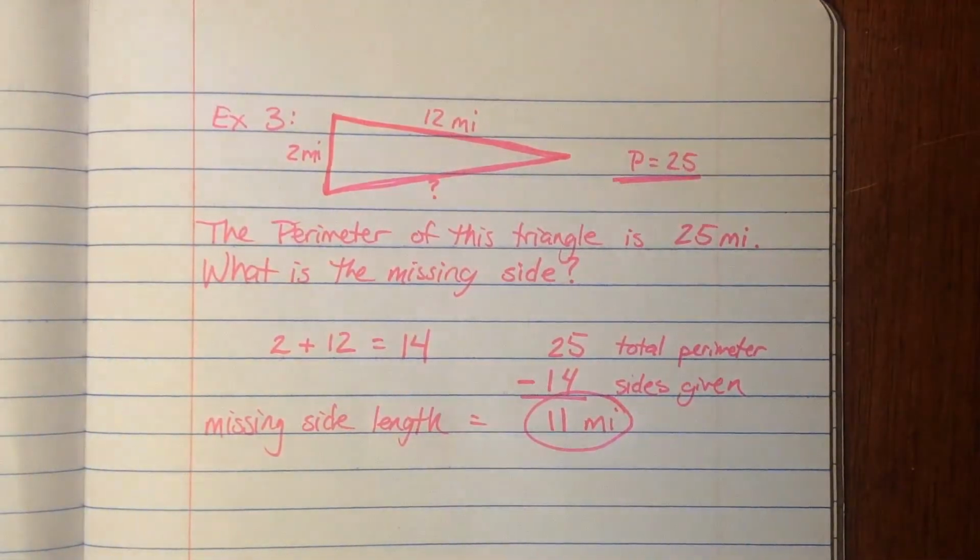And so those are some examples for finding perimeter of a triangle. Go ahead and try the quizzes. Make sure you've written these examples down and see what you can do with perimeter.